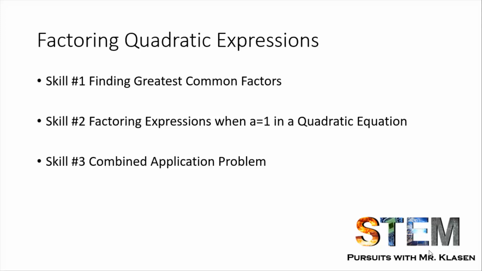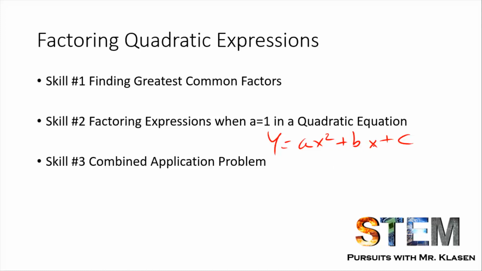Today we're going to explore how to factor simple quadratic expressions in Algebra 2. Specifically, we're going to be determining how to find greatest common factors. We're going to be looking at how to factor expressions of simple quadratic equations, specifically when the a coefficient is equal to 1 of a y equals ax squared plus bx plus c equation. So we'll look at some examples of those, and then I have a combined application problem for you at the end of this video.